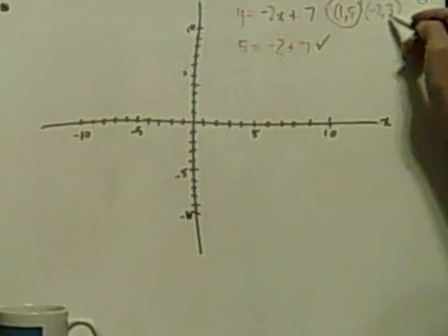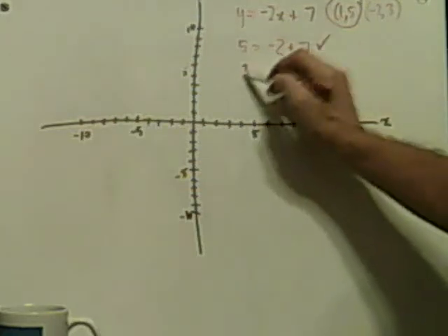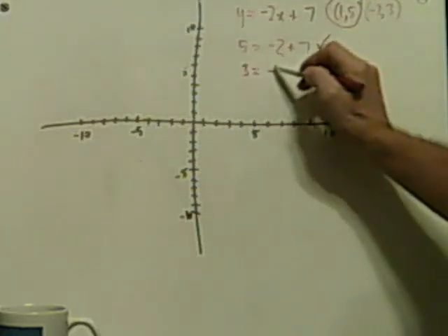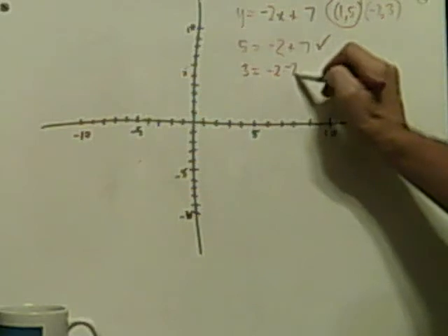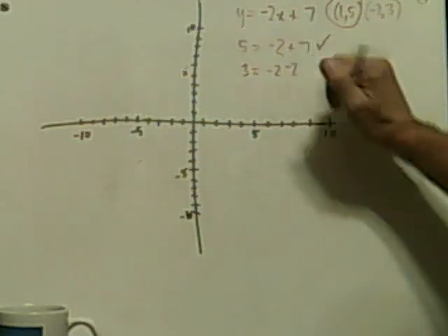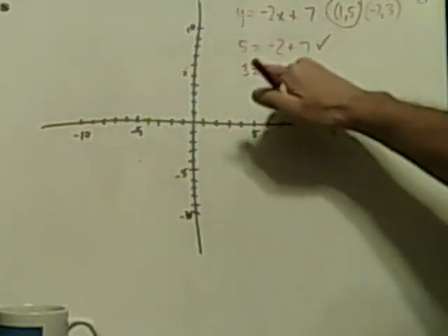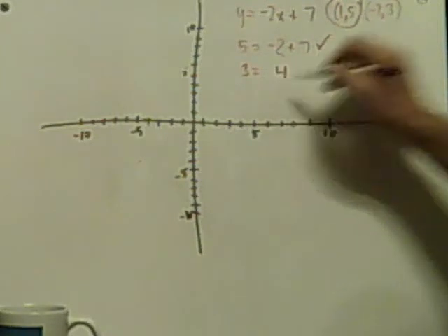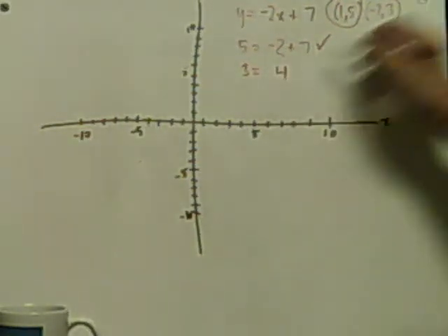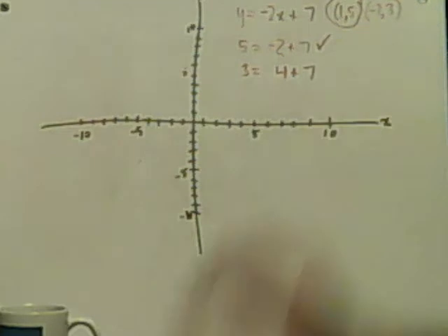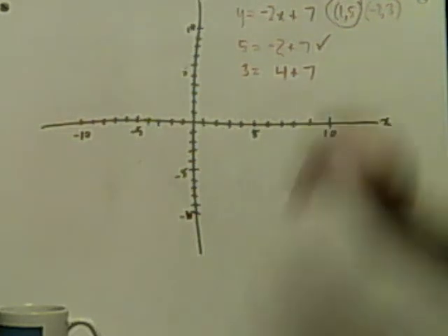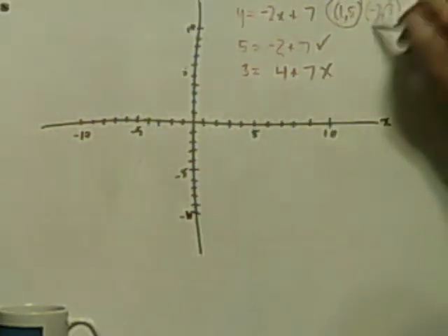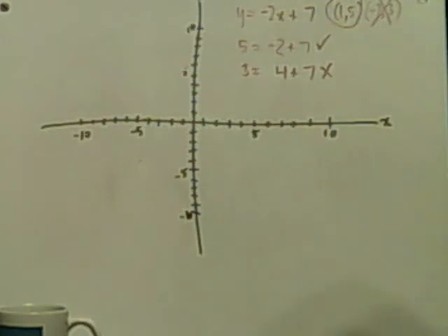And then for the second point, we're going to put in 3 is equal to negative 2 times negative 2. Well, that's just negative 2 times negative 2 is just positive 4. So let's just write it before. And then plus 7. We have 3 is equal to 4 plus 7. Well, that's incorrect. So that's not a point on that line.